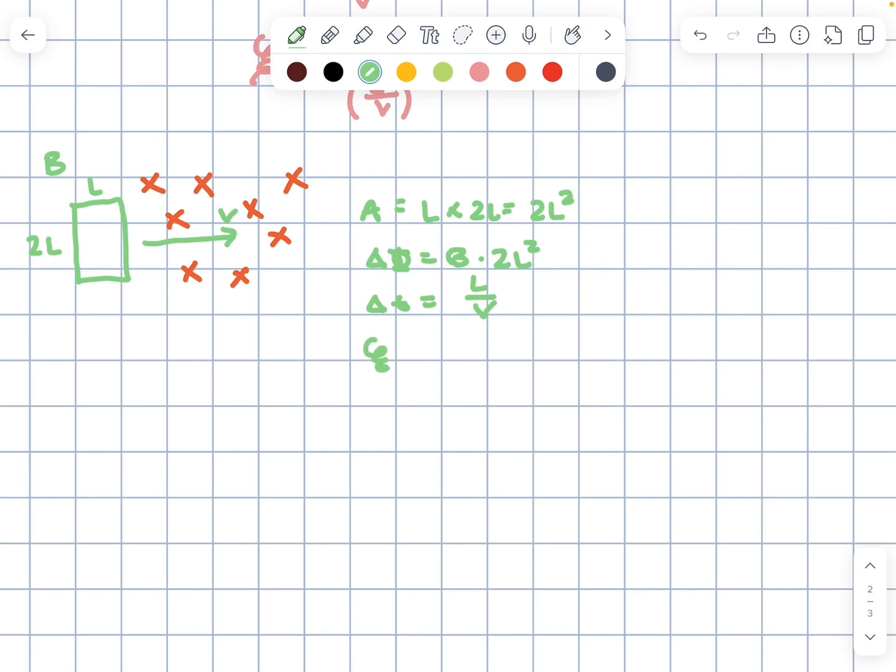Then our average EMF for B is going to be B times 2L squared, which we got from our total change in flux, over our time, which is L over V, equals 2 times B times L times the velocity.